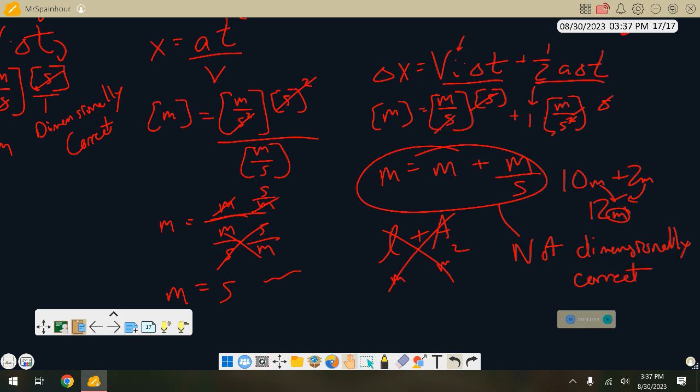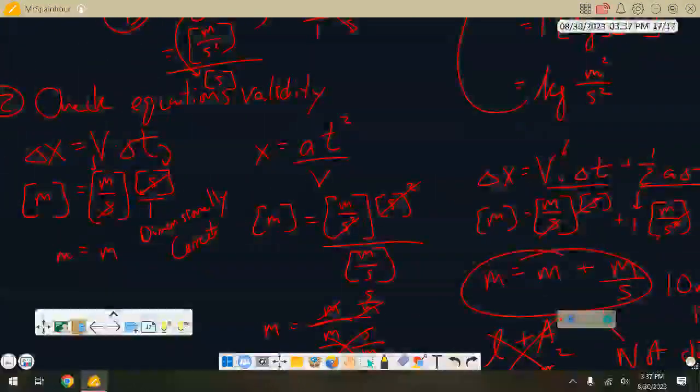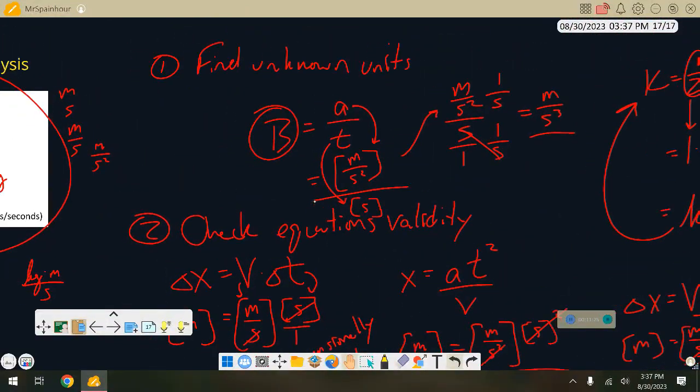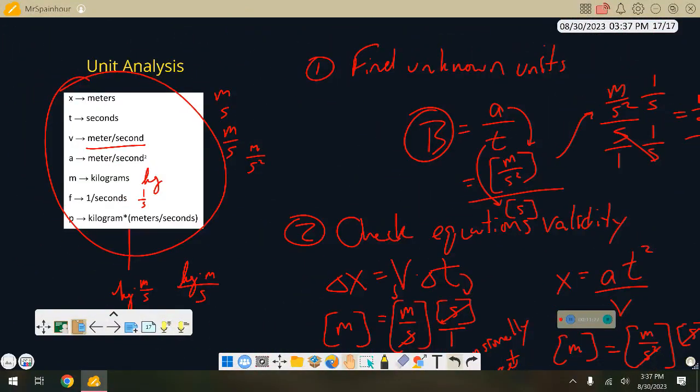Terrible handwriting, all right, and back to the beginning. Just a simple reminder of what we're doing here. Dimensional analysis: your goal is either 1, find unknown units, or 2, check the equation's validity. If it's dimensionally correct, it doesn't 100% mean it's the right equation, but if it isn't dimensionally correct, there is no way that equation can possibly exist. And that's dimensional analysis.